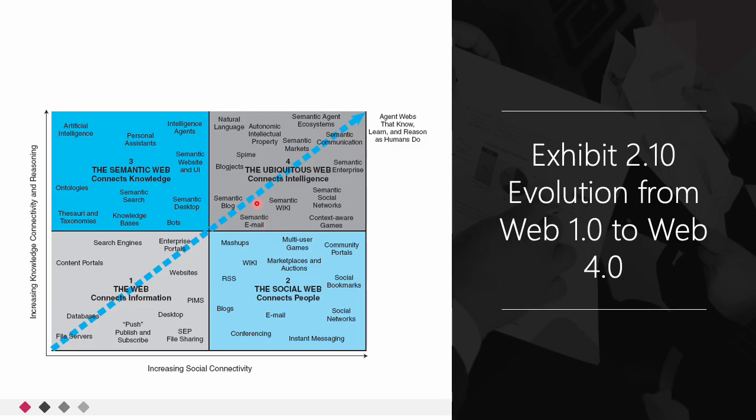Okay, so the last one is the ubiquitous web, which connects intelligence. This is the future vision of the web, Web 4.0. So Web 4.0 is the intelligent and ubiquitous web. It's an internet seamlessly integrated into our environment that understands our context and needs, and has intelligent agents that can anticipate and fulfill our requests, making our interactions feel natural and intuitive.